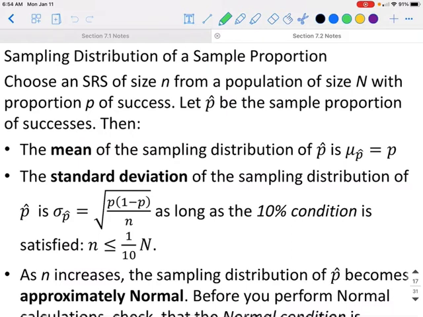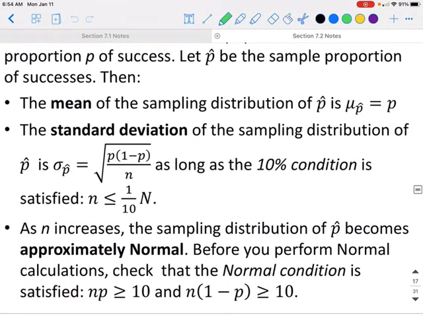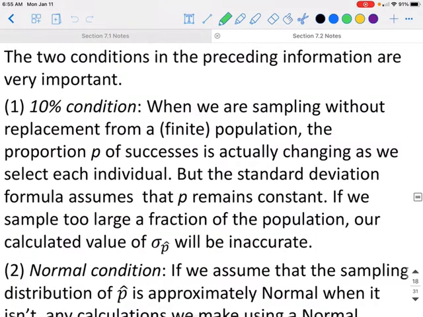And as n increases, the sampling distribution of p hat becomes approximately normal. Before you perform normal calculations, you do need to check that the normal conditions are met. So remember, you're going to do the sample size times the probability of success and the sample size times the probability of failure, and both of those values must be at least 10 to be able to use our normal approximations. The two conditions in the preceding information are very important, that 10% condition and our normal condition.